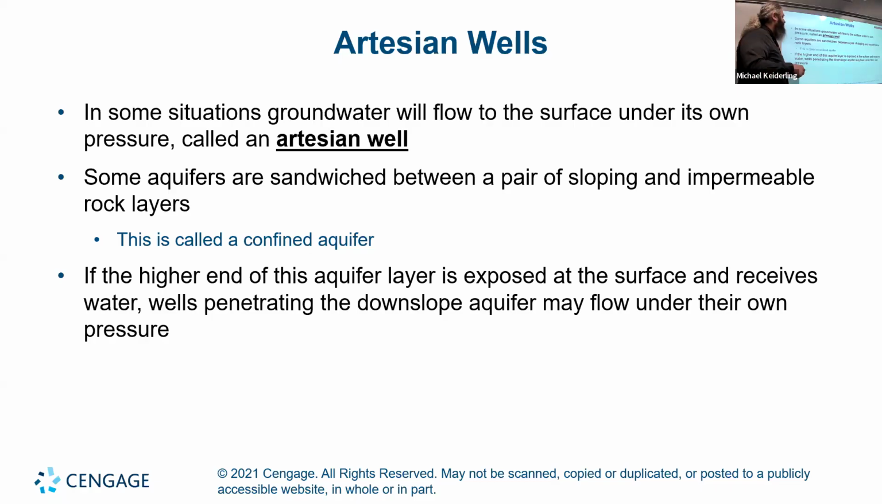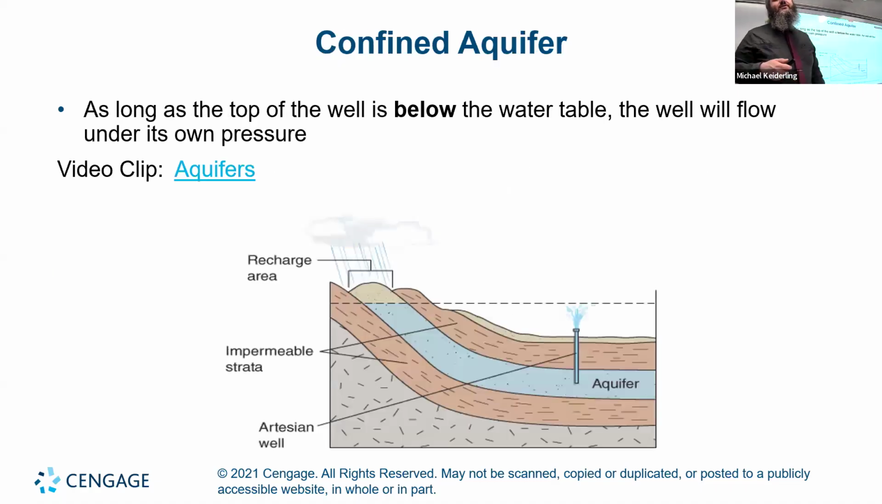And if the higher end of this aquifer is exposed at the surface and receives water, wells penetrating the downslope aquifer can flow under their own pressure. So basically you have, somewhere up a hill, water going into the aquifer, trapped between two impermeable layers. You have an open area at the top, two impermeable layers, it's trapped in between, and then eventually at the lower end, water comes up and out.